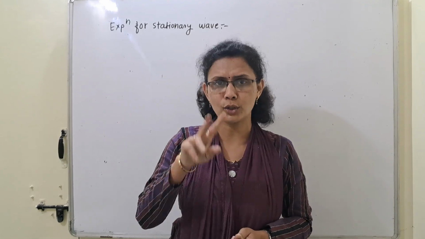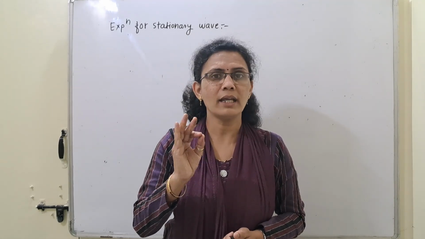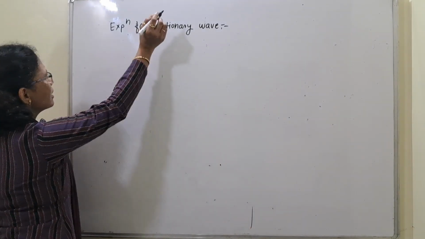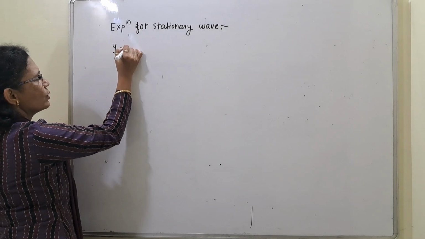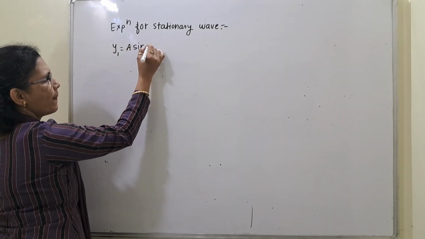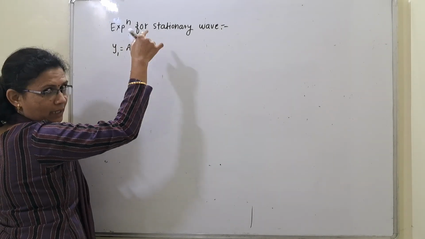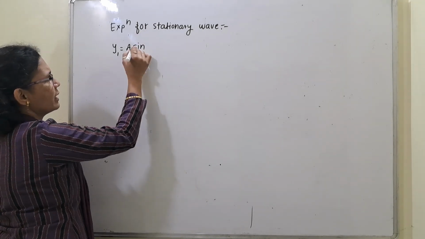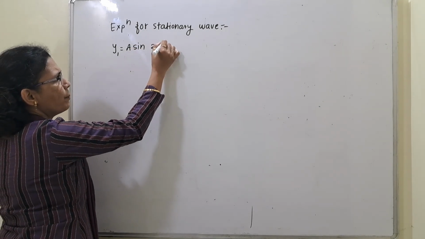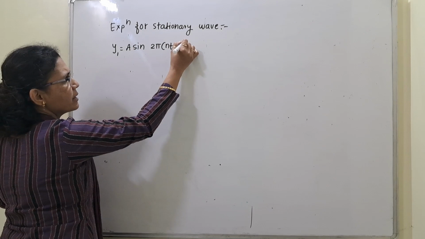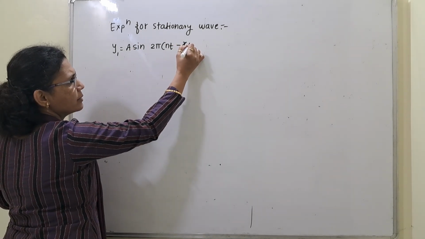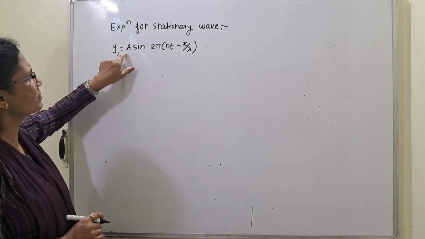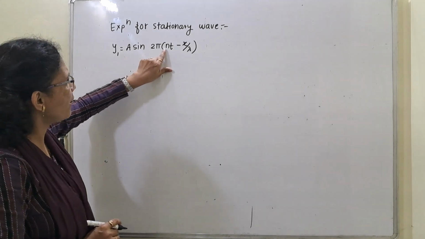For that we have to consider the two waves, but they are traveling in opposite direction. Means we have to consider two waves such that y1 is equal to a sine omega t. We have taken that omega t plus phi or all that. But here another form of that equation like a sine of 2 pi n t minus x upon lambda. This is one format of that wave. You know this. 2 pi n t.